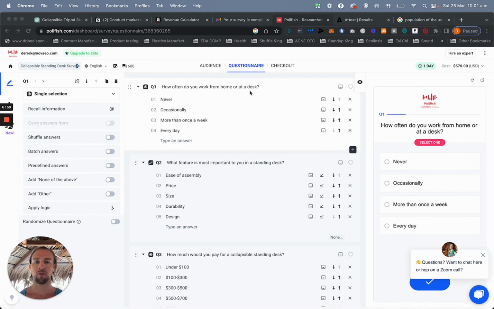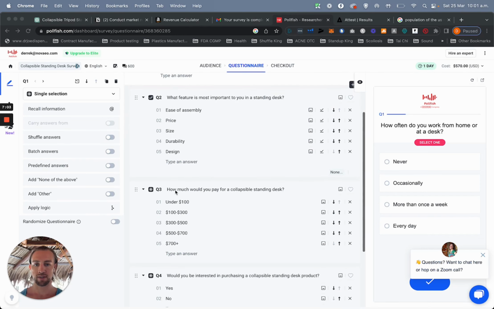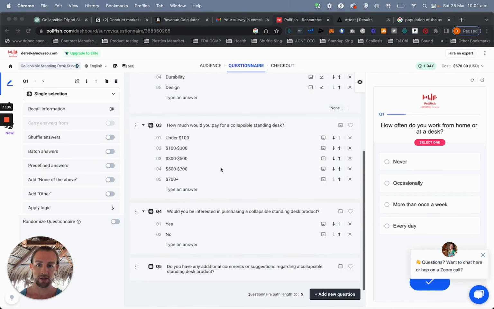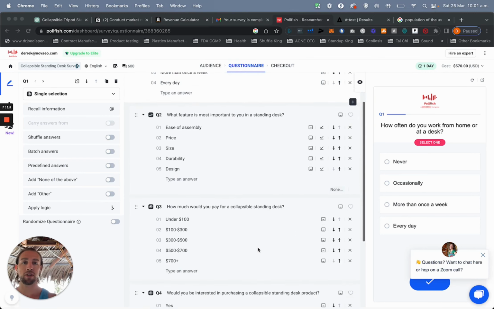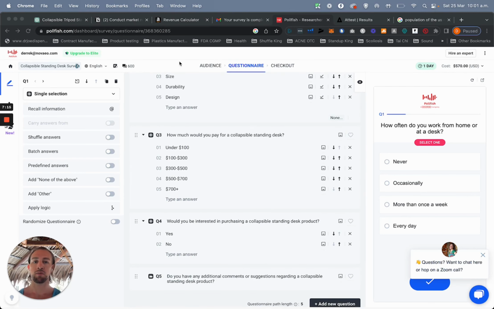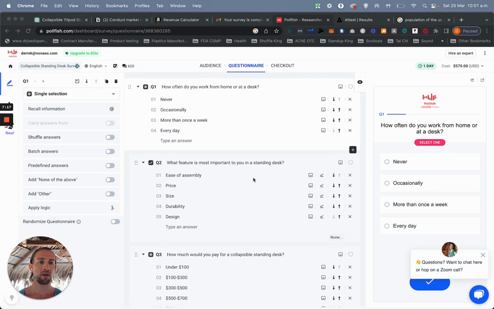How often do you work from home or at a desk? What feature is most important to you in a standing desk? How much would you pay for a collapsible standing desk? Would you be interested in purchasing a collapsible standing desk product? Do you have any additional comments or suggestions? Those are pretty good questions, very similar to what ChatGPT came up with.